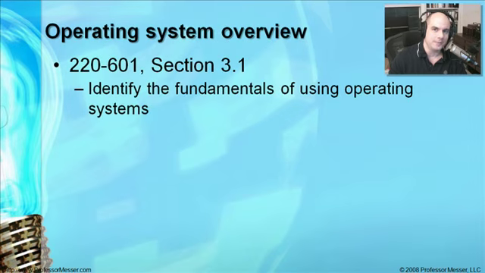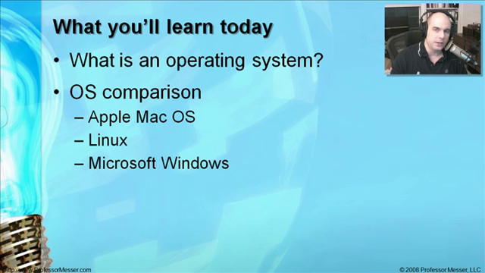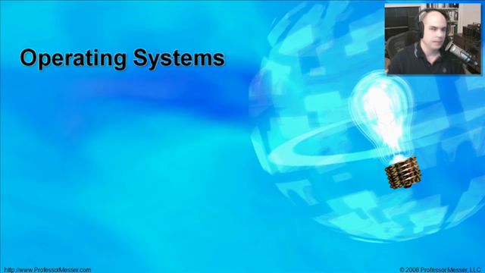This comes from our CompTIA exam 220-601. This is the Essentials exam, and in section 3.1 we need to identify the fundamentals of using operating systems. We're going to not only talk about why an operating system is important, but I'm going to give you a little tour of Apple macOS, Linux, and Microsoft Windows. These are all different operating systems, and we're going to look at what's different about them and what's similar about all three of those operating systems.